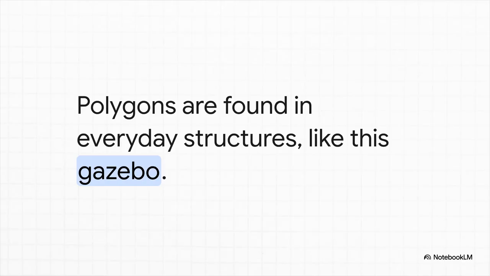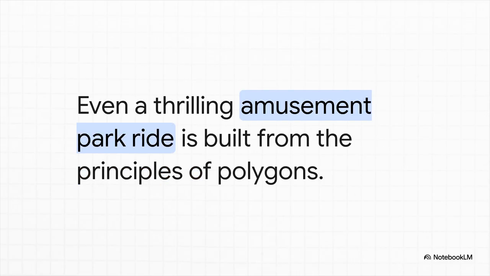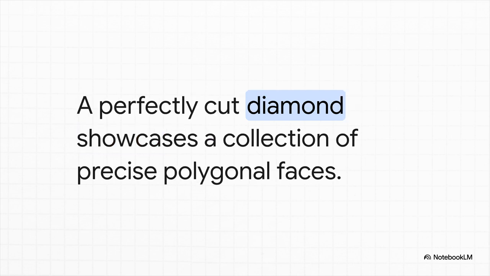We see polygons everywhere, right? Take this gazebo. It's an octagon, which just means it has 8 sides and 8 angles. Pretty straightforward. Or think about an amusement park ride. Its entire structure is a polygon, one that's been perfectly engineered for thrill. Even something as beautiful as a perfectly cut diamond is really just a collection of precise polygonal faces. I mean, these shapes are absolutely everywhere, and they all share a secret.